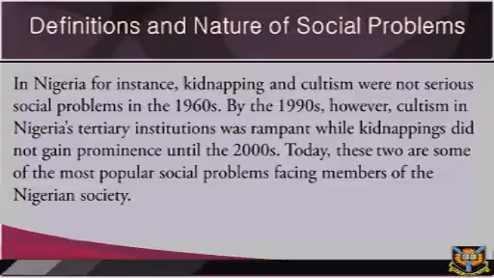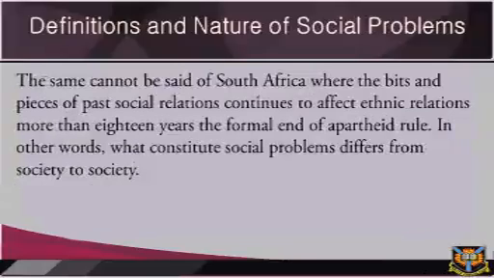Relatedly, social problems have location dynamics. The lived experiences of members of society A differ from what members of society B experience. For example, while racism is not a social problem in Nigeria, the same cannot be said of South Africa, where the bits and pieces of past social relations continue to affect ethnic relations more than 18 years after the end of apartheid rule. In other words, what constitutes social problems differs from society to society.